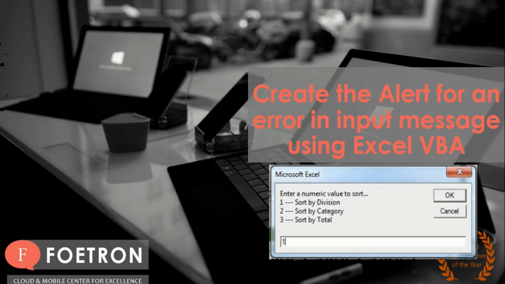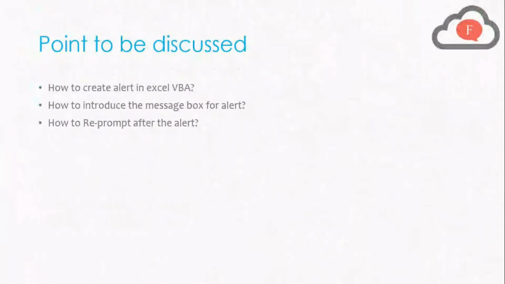Now let's move forward and talk about the points to be discussed in today's video. In this video, we will talk about how to create an alert in Excel VBA. After that, we will show how to introduce the message box for the alert. And thirdly, in the end, we will show how to reprompt after the alert.